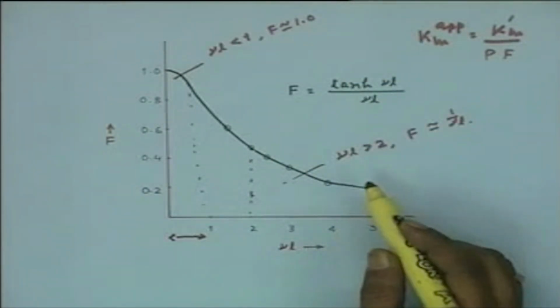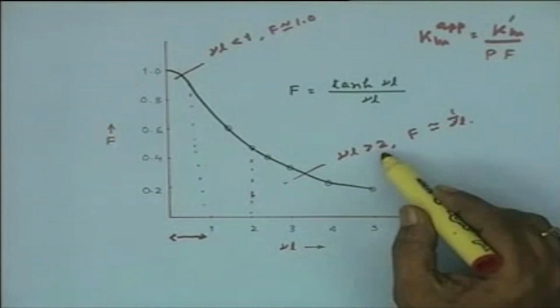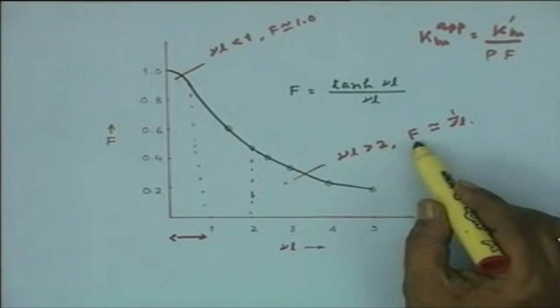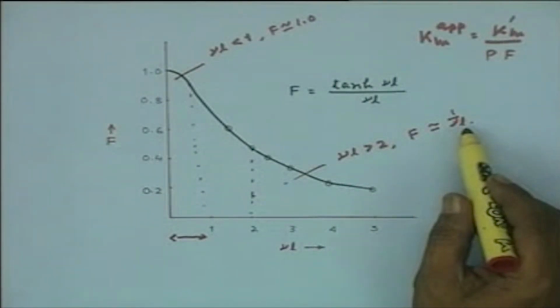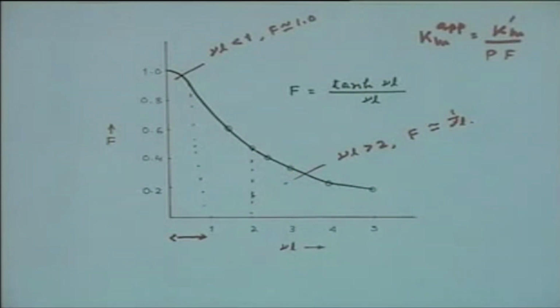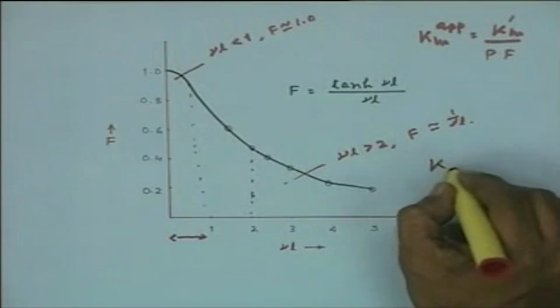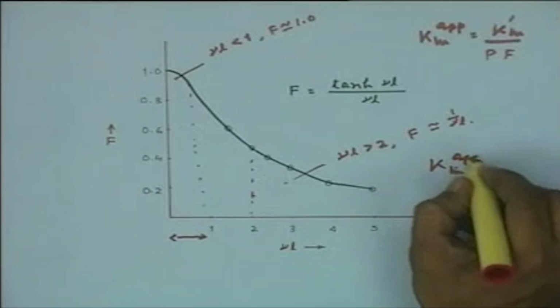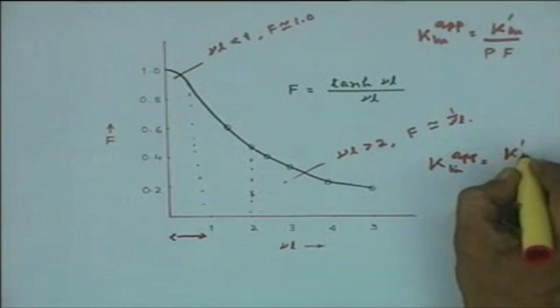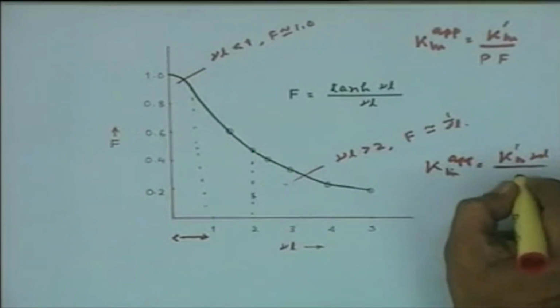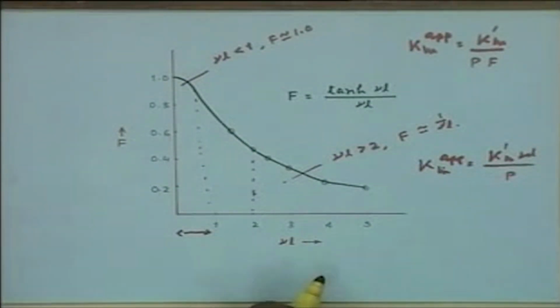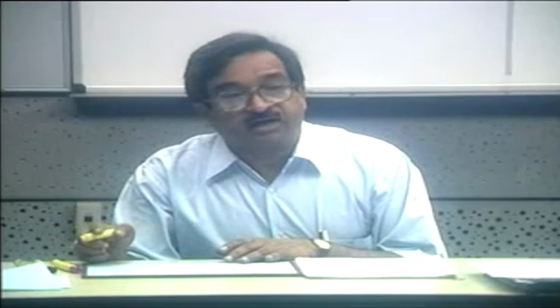On the other hand, when the gamma L becomes higher than 2, the value of F is 1 upon γL, or essentially it implies that Km apparent will be equal to K dash m γL upon P, and therefore the value of Km apparent gets altered by a factor γL.